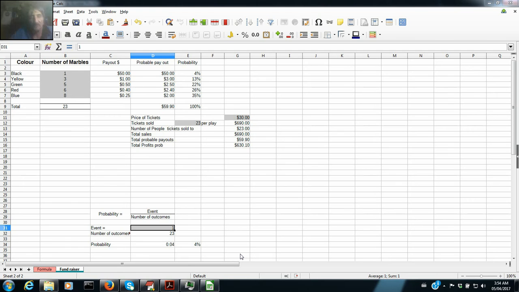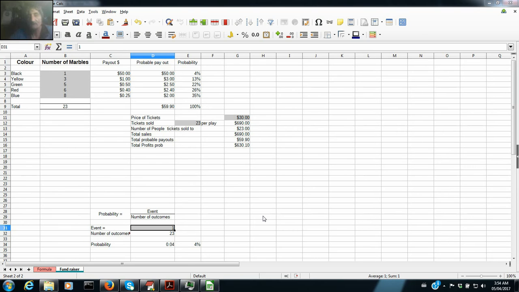And to make it enticing, if the person picks a black marble, they'll get $50. If they pick a yellow, they'll get $1. If they pick a green, they'll get 50 cents. A red, 40 cents. Blue, 25 cents. The rules of the game are that 1 ticket is for 1 play, and only 23 people. Again, there are variations to that, but to get the basic concept, that's all that's needed. So it's just within those rules.